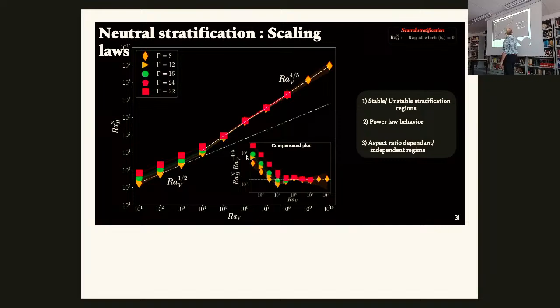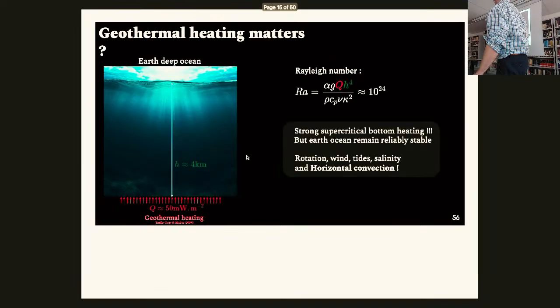This is a compensated plot to show the 4/5 regime as you get high enough. But I should point out this is just Prandtl number 1. So we definitely see this variation in our two stratifications, power law behavior, and an aspect ratio independence. I should be very clear though, one thing that's important to note is that this Rayleigh number here is constructed with the depth of the ocean.